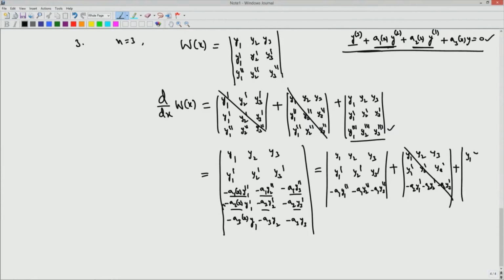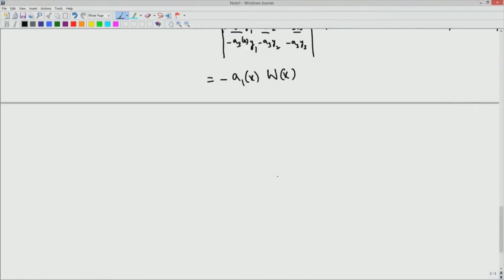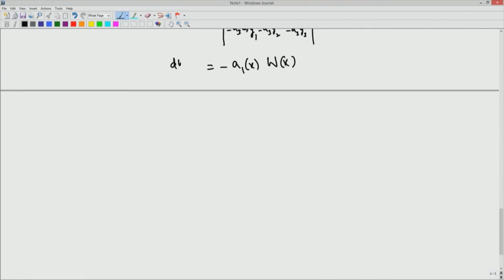Similarly, the last one, y1 y2 y3, y1 dash y2 dash y3 dash, and this last one is minus a3 y1, minus a3 y2, minus a3 y3. So this is also 0, because the first row and last row are the same. So what you are left with is minus a1 of x, which you take out, and the determinant, once you take this minus a1 out, whatever is the determinant is Wx. So this is your dW by dx.